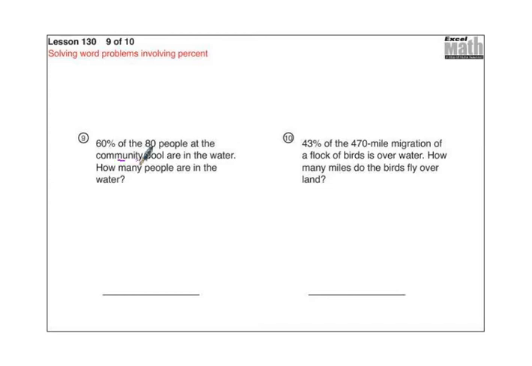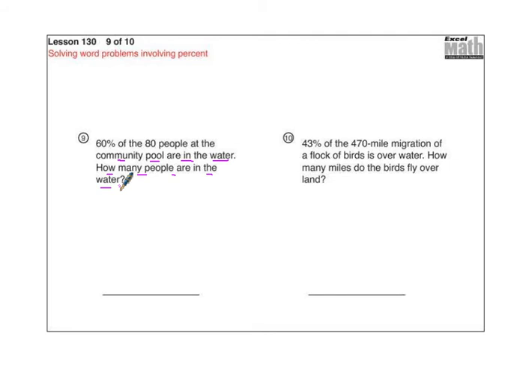60% of the 80 people at the community pool are in the water. How many people are in the water? Am I going to use 60% or am I going to use 40%? 60%, right? Because they want to know the in the water, and they gave us the percent that are in the water. What is 60% as a decimal?